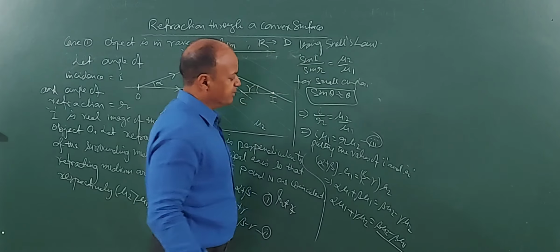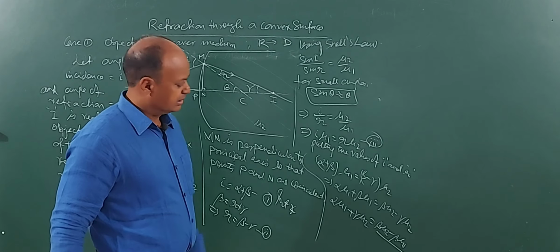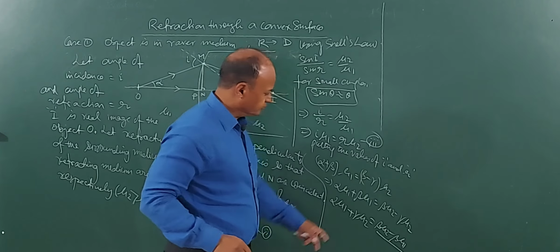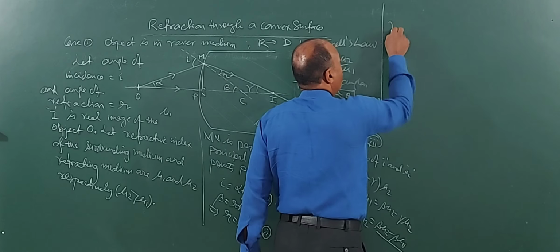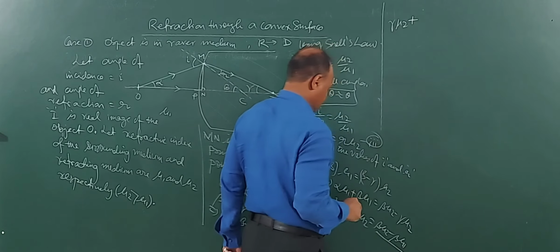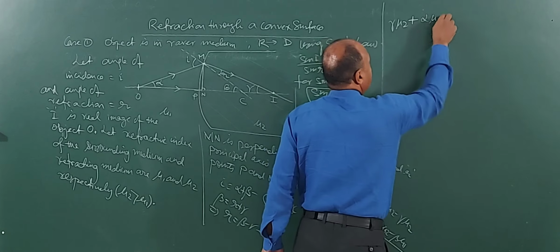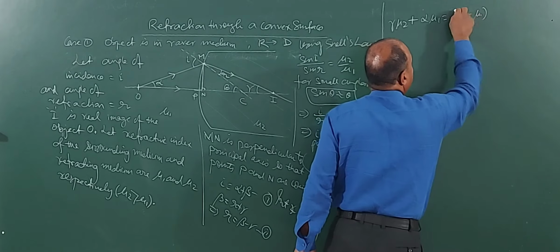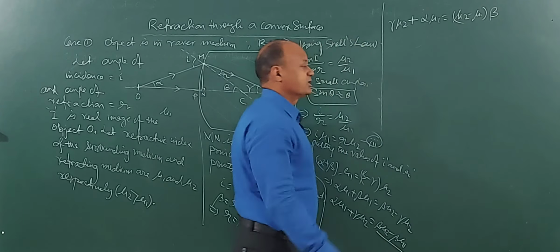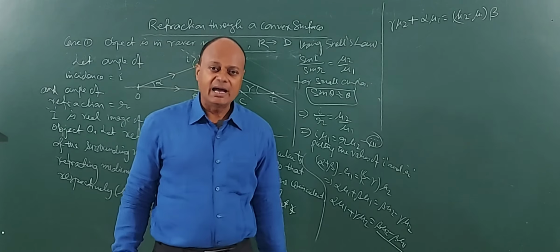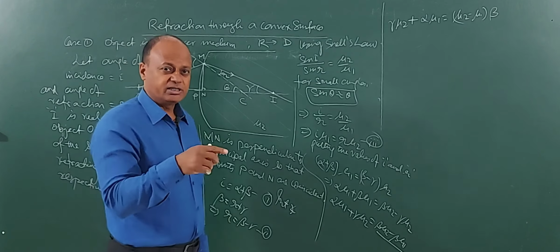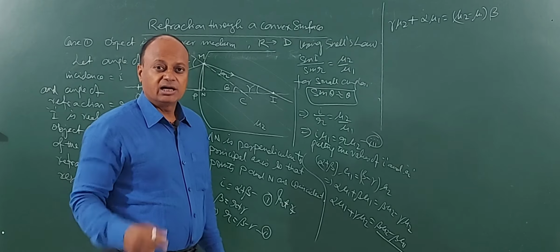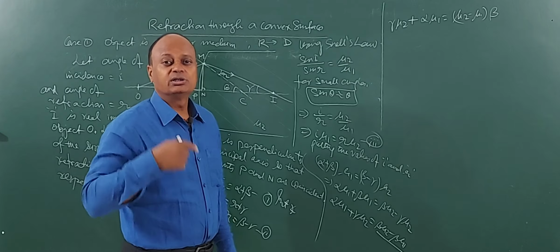But in these two terms, what is common? Beta is common. Okay. So we simplify. We can write this as gamma mu 2 plus alpha mu 1 is equal to mu 2 minus mu 1 into beta. Now children, I got this equation in terms of angles. For small theta, there are two relations. One is sin theta is equal to theta. Again, tan theta is also equal to theta.